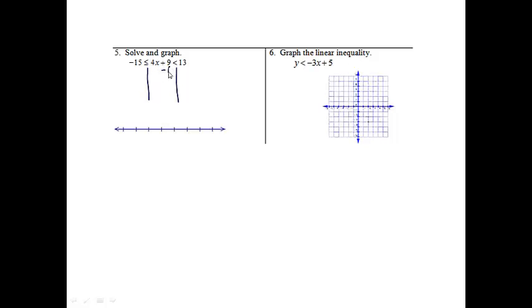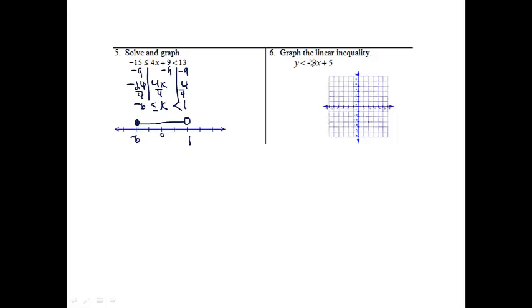The first thing I'm going to do is subtract 9 from all 3 parts, which gives me negative 24, 4x, and 4. My next step will be to divide all 3 parts by 4, so I'll get negative 6, x, and 1, and now I just get to bring down the sign on the original problem. So I do notice this is a connected graph. 1 goes on one side with an open circle, negative 6 goes on the other side with a closed circle, 0 would be in the middle, and since this is a connected problem, it will be a connected graph.